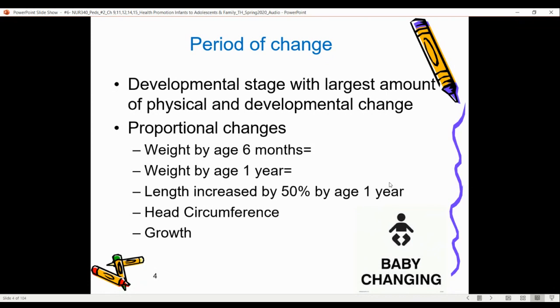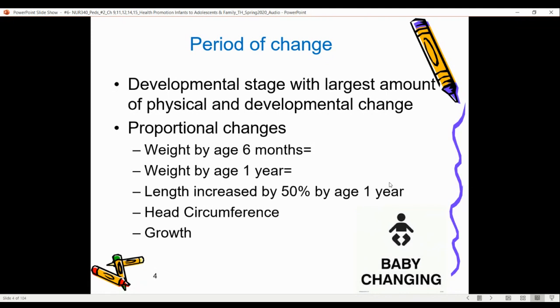So if a baby's born at about 20 inches, which is somewhat average, they should be about 30 inches by the time they're 1 year of age. That's a huge growth change, right? They go from these little tiny masses to being able to walk. Their head circumference increases by about 33%, so about 1/3.